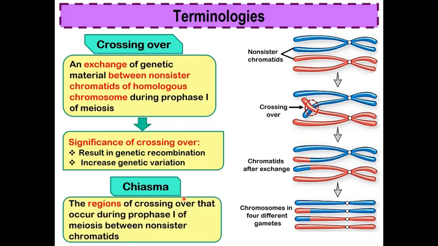Okay, the last terminology is chiasma, the regions of crossing over that occur during prophase 1 of meiosis between non-sister chromatids. So here is the process of crossing over, and the place or region where the crossing over occurs we call chiasma.